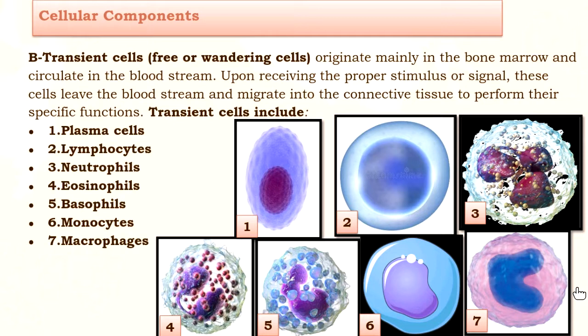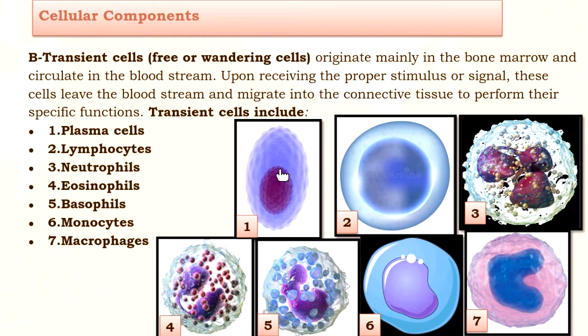So the transient cells originate mainly in the bone marrow and circulate in the bloodstream. Upon receiving the proper stimulus or signal, these cells leave the bloodstream and migrate into the connective tissue to function specifically. The transient cells include, in the first picture, plasma cells, second, lymphocytes.